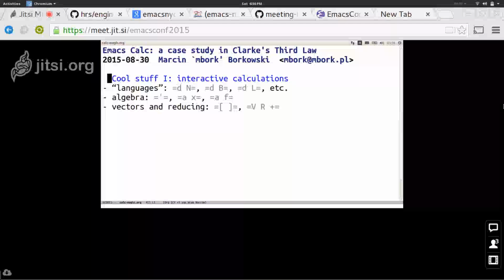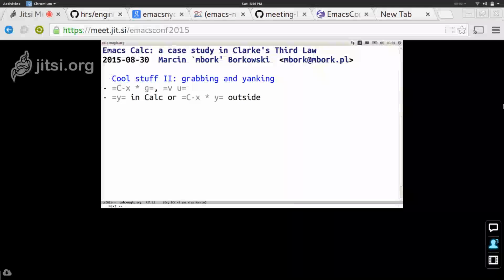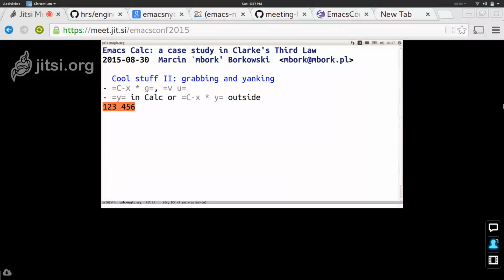Okay, cool stuff number 2. Grabbing and yanking. This is really great. You can just enter a few numbers in a normal mode, say 1, 2, 3, 4, 5, 6, mark them, and press Ctrl X, asterisk, and G. And you end up with, in Calc, this very vector. It's especially useful, maybe especially useful with just one number.